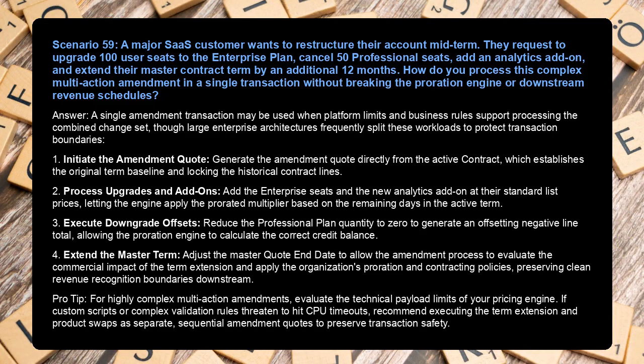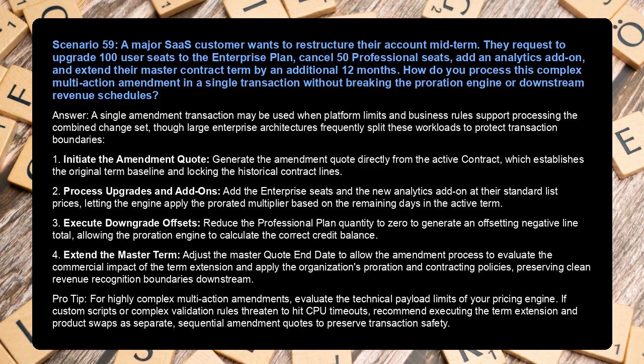Scenario 59. A major SaaS customer wants to restructure their account mid-term. They request to upgrade 100 user seats to the enterprise plan, cancel 50 professional seats, add an analytics add-on, and extend their master contract term by an additional 12 months. How do you process this complex multi-action amendment in a single transaction without breaking the proration engine or downstream revenue schedules?